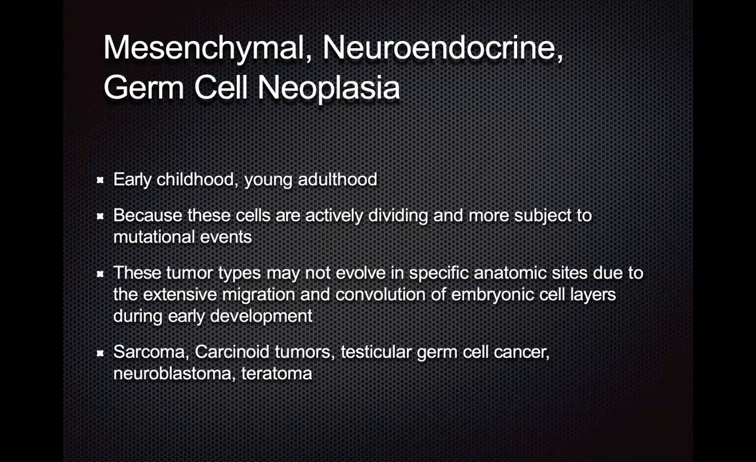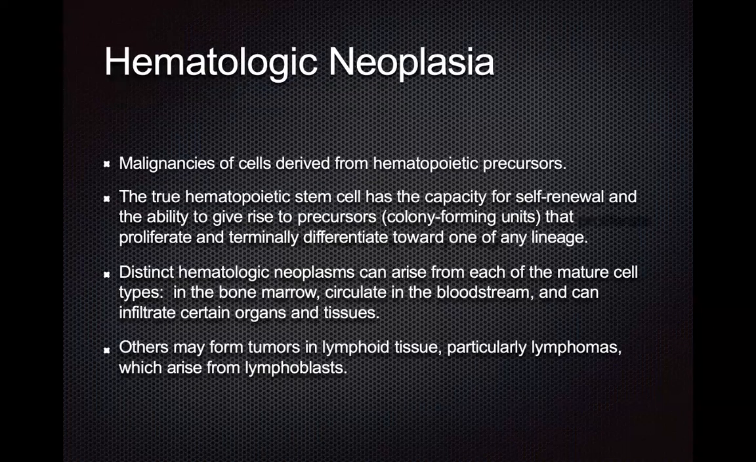Sarcoma, carcinoid tumors, testicular germ cell tumors, neuroblastoma and teratoma are examples of these mesenchymal, neuroendocrine, and germ cell neoplasias. Hematologic neoplasias are malignancies of cells derived from the hematopoietic precursor. The true hematopoietic stem cells have the capacity for self-renewal and the ability to give rise to precursors, for example colony-forming units that proliferate and terminally differentiate towards one of any lineage.